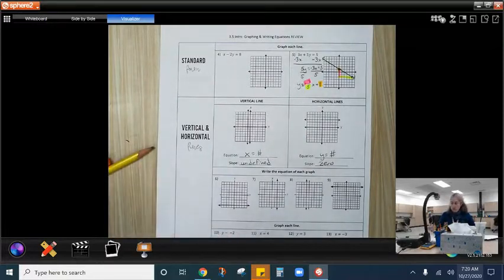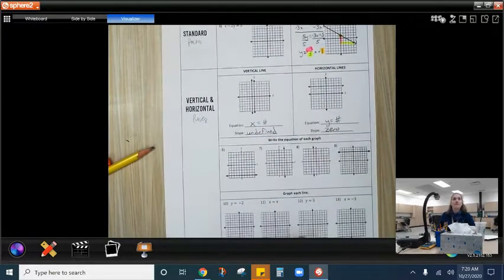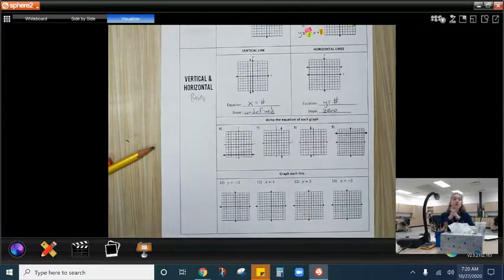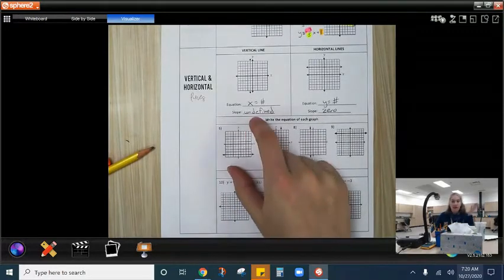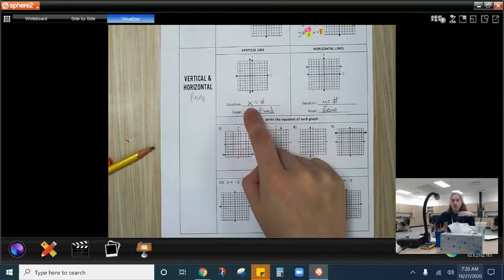All right, next one. Talking about vertical and horizontals. So vertical lines have slopes that are undefined. We saw that. But the equations of their lines are written as x equals. All right, they're written as x equals.